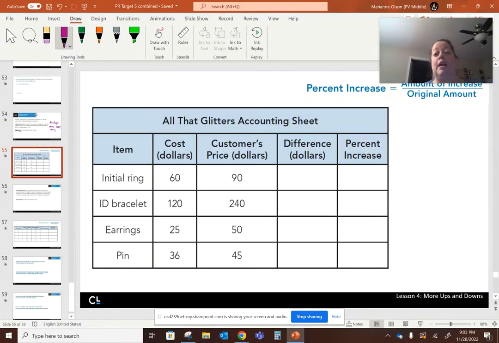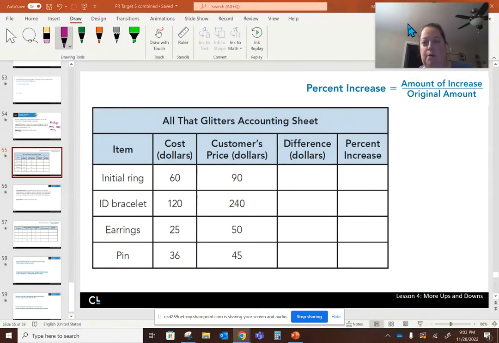Now, there is a formula you can use, but you can't see it because of the camera. To find the percent increase, you can take the amount of the increase over the original. So, we have the All That Glitters accounting sheet. These are the items they have. This is their cost, so this is their original. And this is what the customer pays. Now I can find the difference, then divide the difference by the original and get my percent increase. So that's one way I can do this.